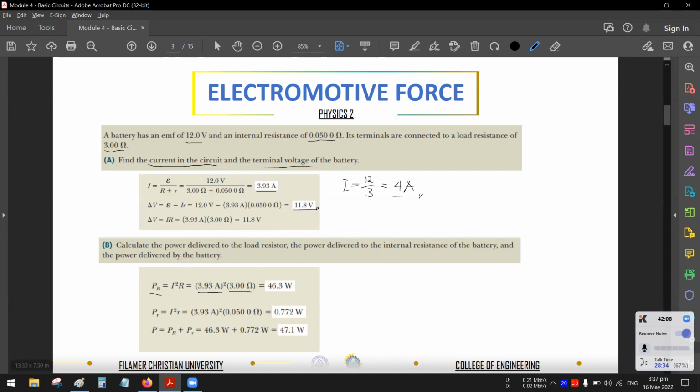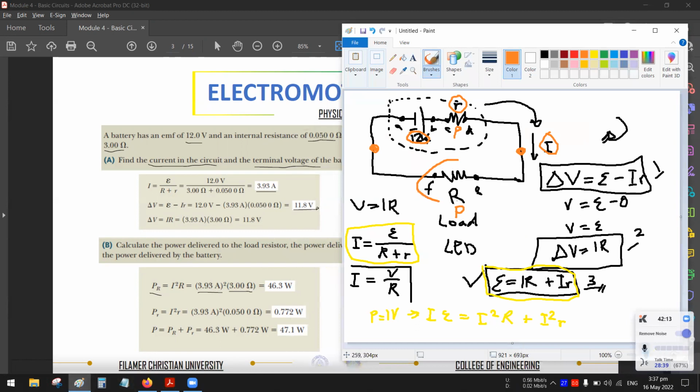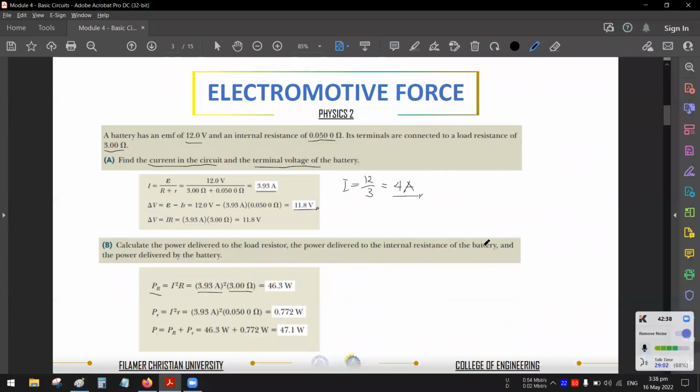So the power across this resistor or resistance is equal to 46.3 watts. And the power across this internal resistance is just equal to 0.772 watts. So therefore, the total power that the battery delivers across our circuit is just the sum of the two.